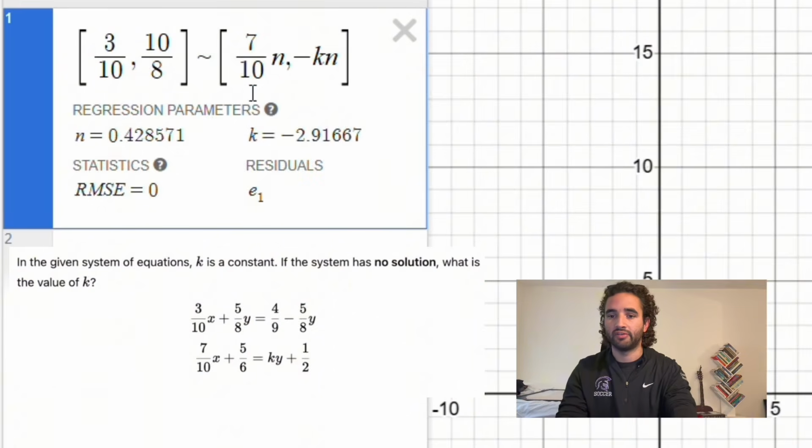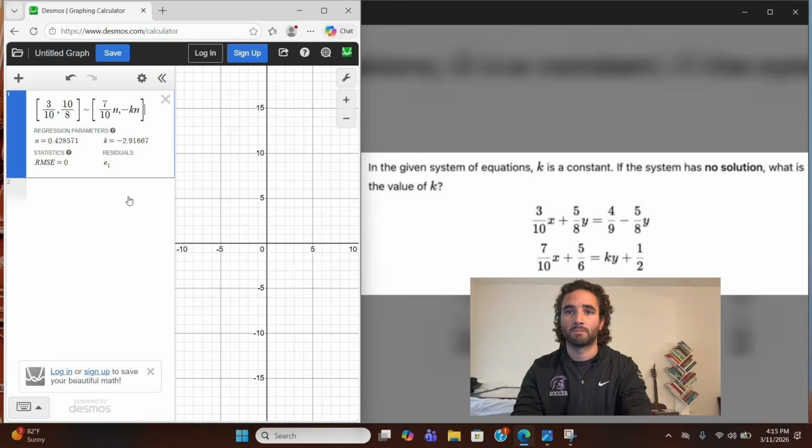So what is the value of k here? It's negative 2.91667. Let's stop right here before we go on. This system of equations only has one constant. Some students think with one constant you can just use a slider.